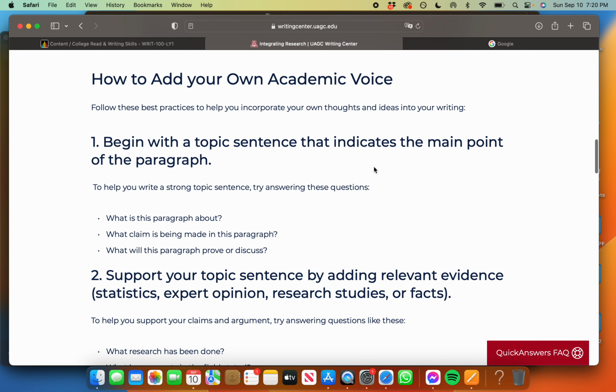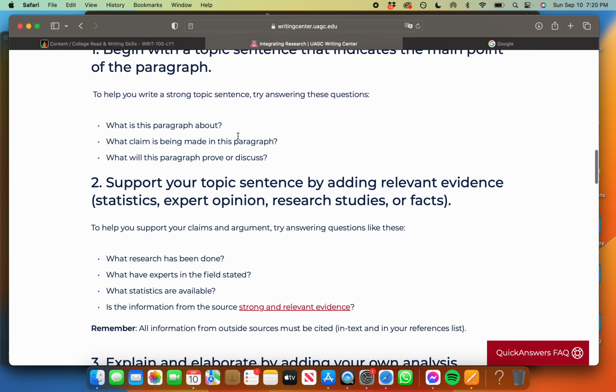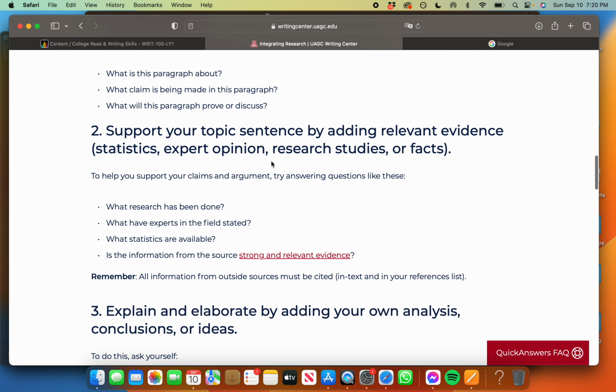So you're going to begin with a topic sentence that indicates the main point of the paragraph, right? What is this paragraph about? If you're going to write one paragraph with 3 sources in this case and make it short and sweet, in the case of Kyle Rittenhouse, what I wrote could simply be: I agree with the acquittal of Kyle Rittenhouse from a legal perspective, due to it being in accordance with the law. That's the claim. And that's what we're going to prove or discuss, right?